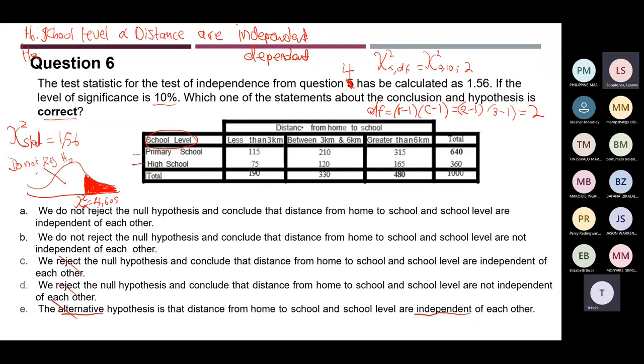It's A, Lizzie. It will be A, because the null hypothesis says distance from school and school level are independent of each other. So A will be the correct answer. As long as you can remember that your null hypothesis always states independent and your alternative states dependent, there is nothing that can go wrong. Always remember that. H not, independent. HA or H1, dependent.